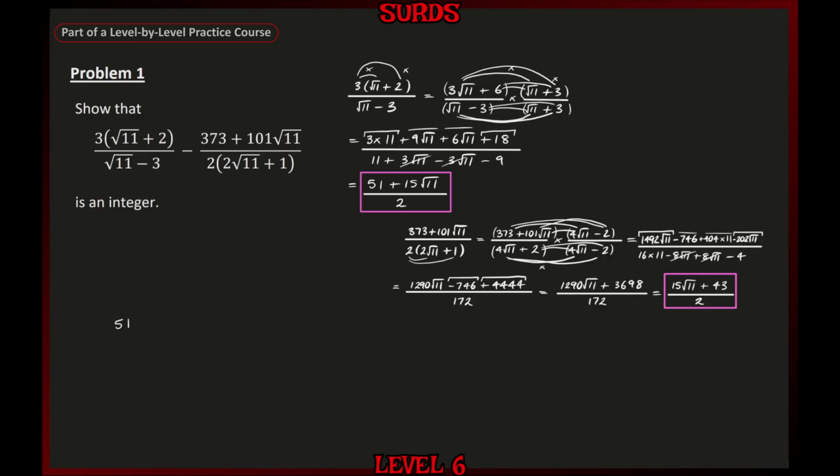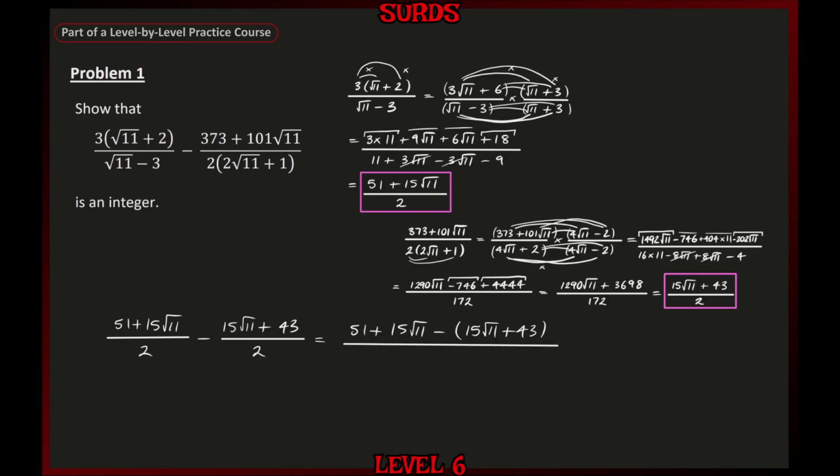So we have 51 plus 15 root 11 all over 2 minus 15 root 11 plus 43 all over 2. Now these already have a common denominator, so we can just subtract them straight away. So looking at the numerators, we have 51 plus 15 root 11. And because we're subtracting the whole of that second fraction, we need to make sure that we put this in brackets. So minus, and then in brackets, 15 root 11 plus 43.